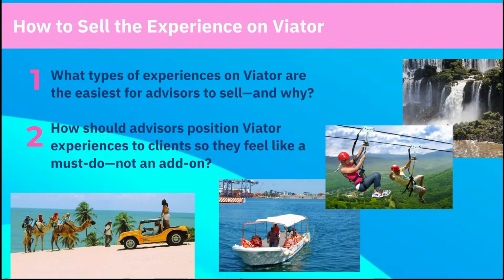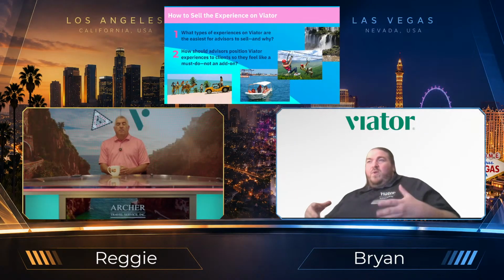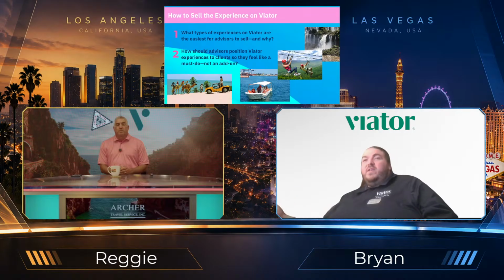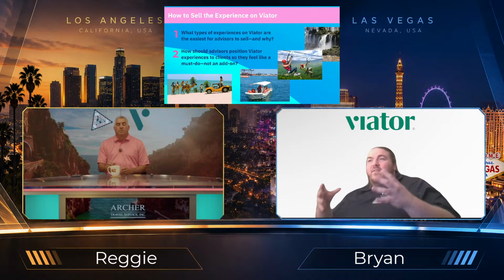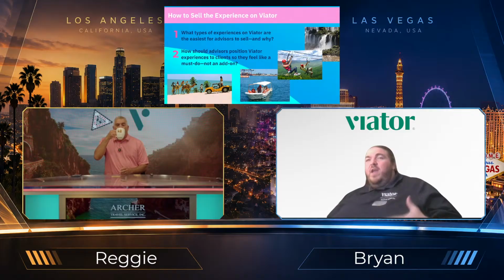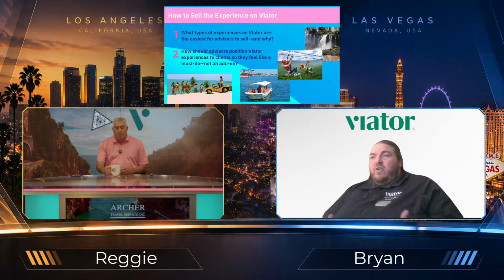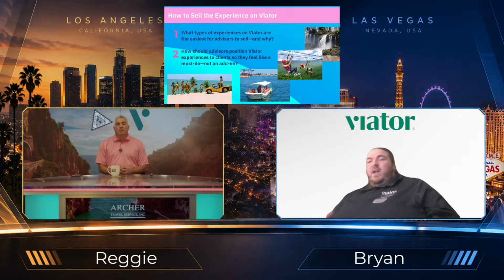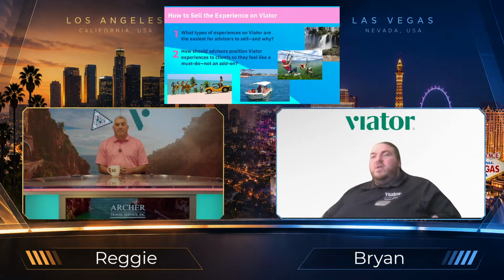How should advisors position Viator experiences to clients so they feel like a must-do, not an add-on? This is one of those questions where you need to ask your clients what they want to do or what they're going to these destinations for, because that'll make it a very easy way to position yourself around what they desire. So ask, why are you going to Lima? Why are you going to Florence? Why are you going to these locations? Then you're going to hear some of their must-do or want-to activities.